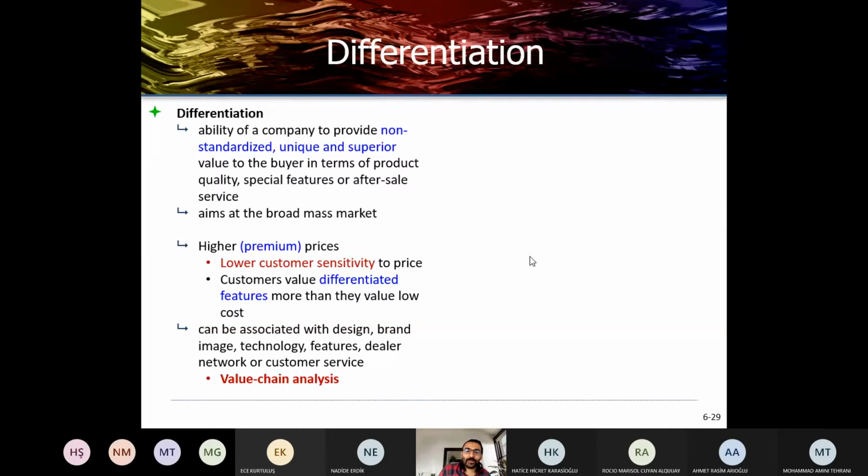Are you loyal to any brand? Would one of you like to talk about this? Do we have anyone who is loyal to a brand? And tell us why.